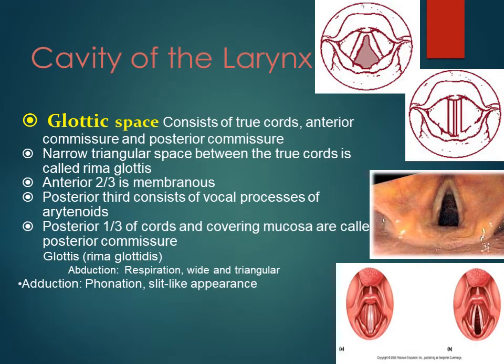The glottic space is formed of the true vocal folds. It's a triangular space formed of the true vocal folds, the anterior commissure and the posterior commissure. The anterior two-thirds is membranous, and the posterior two-thirds is formed mainly of the vocal processes of the arytenoids.